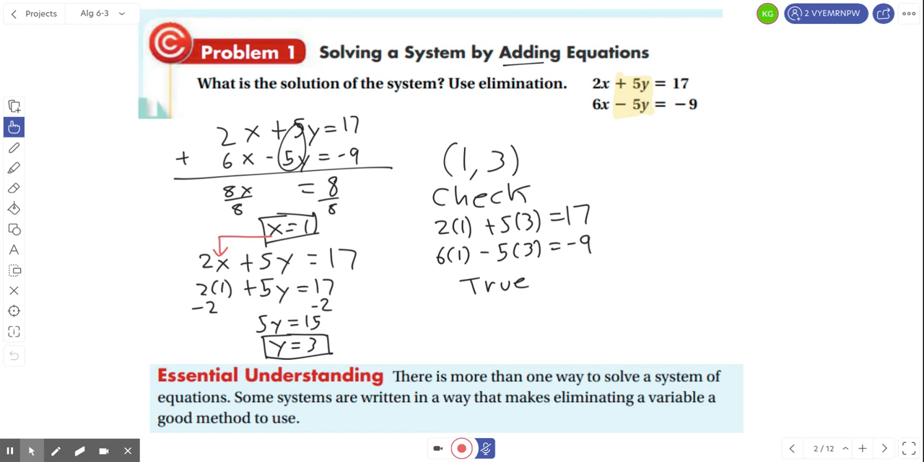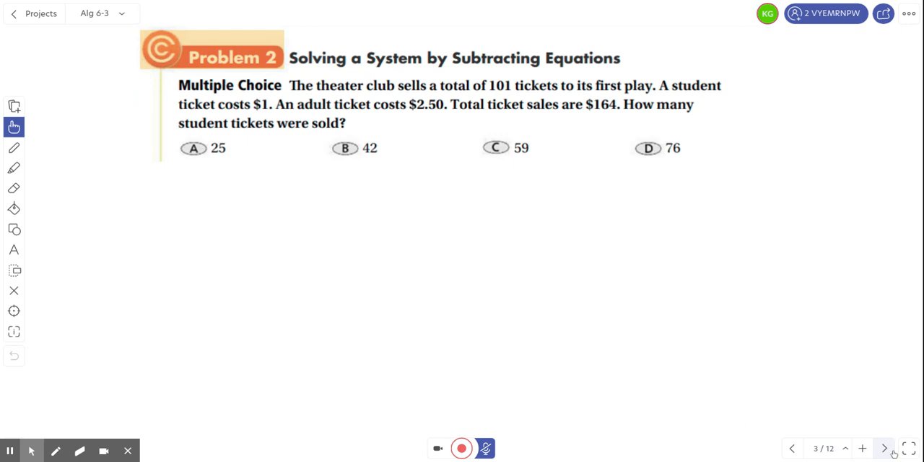This one has a little multiple choice thing to it. You won't be doing multiple choice. This is just the way they set up the practice problem. And it's a word problem, which means we'll have to read through this and set up our two equations.